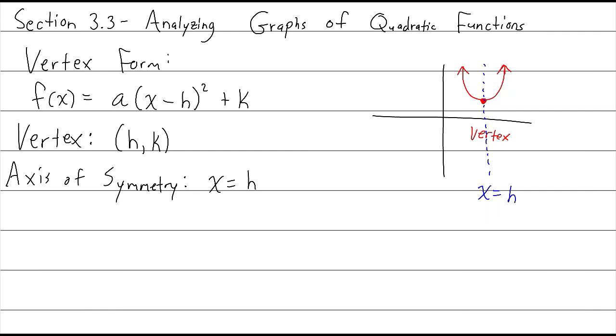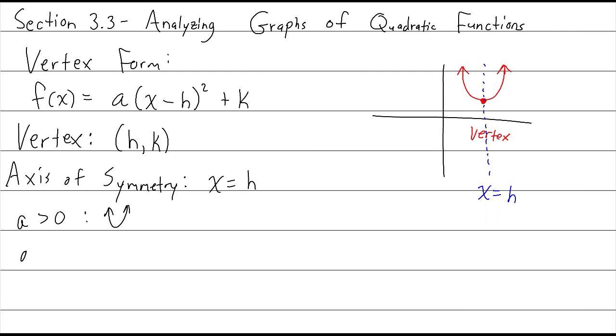Now, depending on the graph, whether it opens upward or downward, you can determine whether or not the graph has a minimum or a maximum value. Well, how do I determine if it opens up or down? Well, that's where this a comes in. If a is positive, bigger than 0, then the graph will open up.